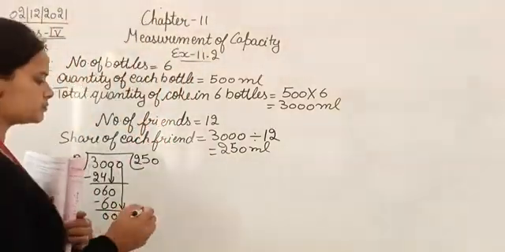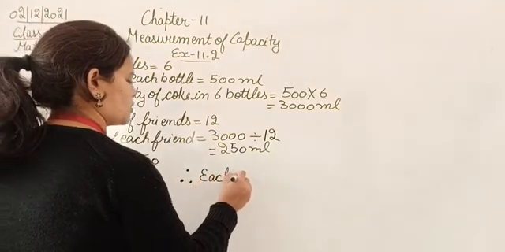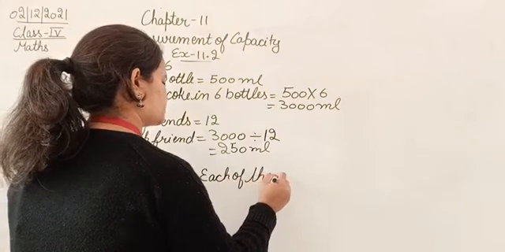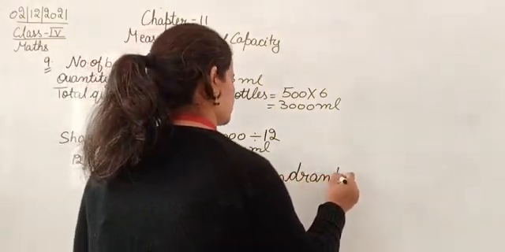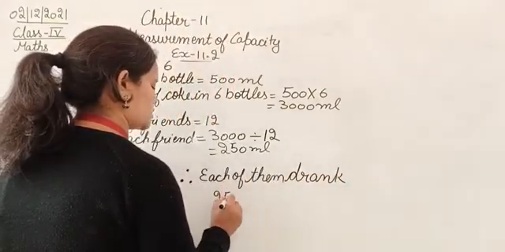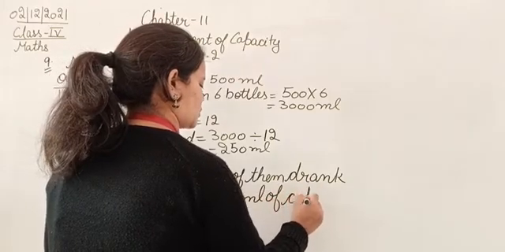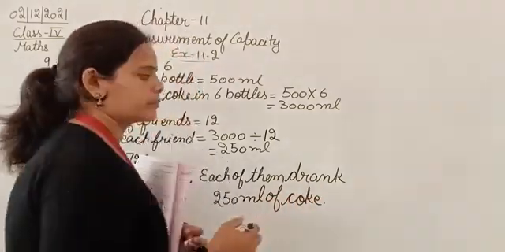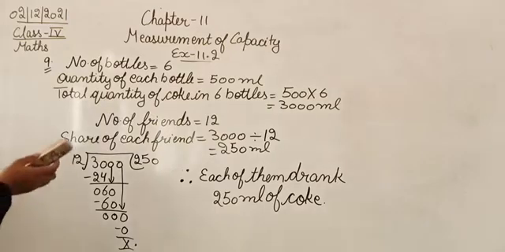Therefore, each of them drank 250 ml of Coke. Okay. So this is the solution for the question number 9. You can pause it here and note it down in your books. Moving next to the question number 10, the last question of the exercise 11.2.